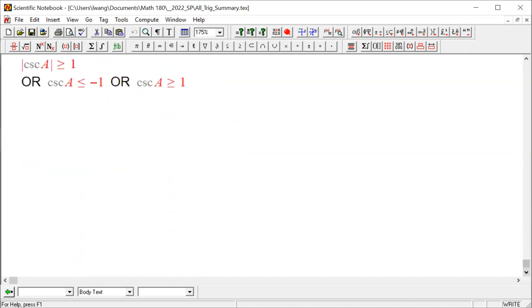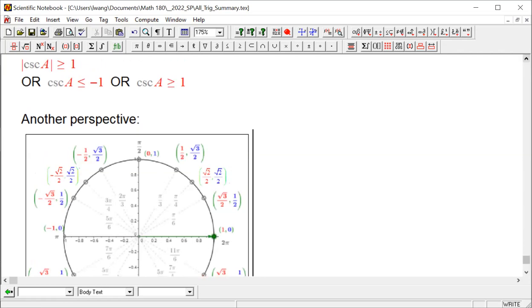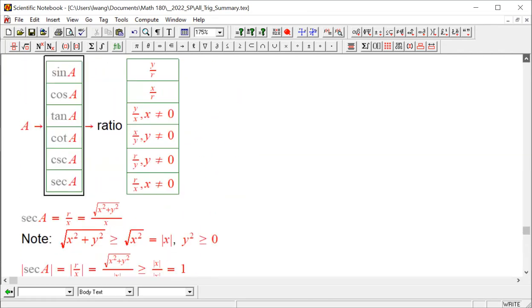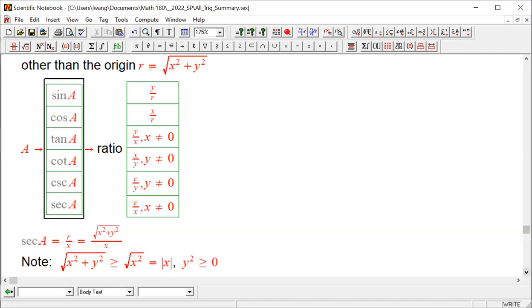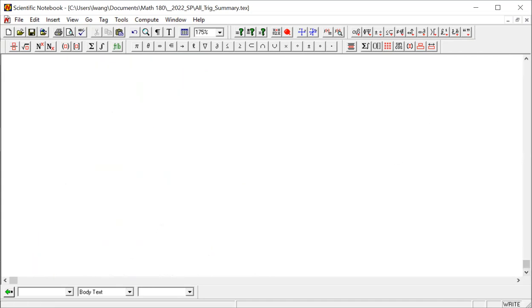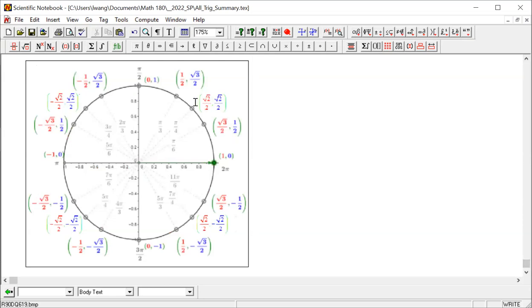But I do want to give you another perspective, which is easier to see. Knowing the definition, sine of any angle is going to be the blue number. Now you find the reciprocal of all these blue numbers. What do you get?